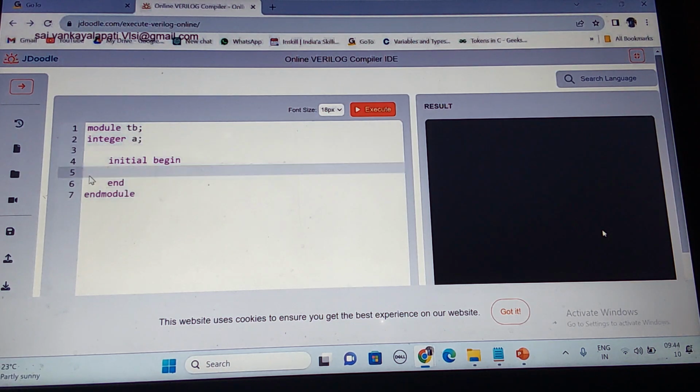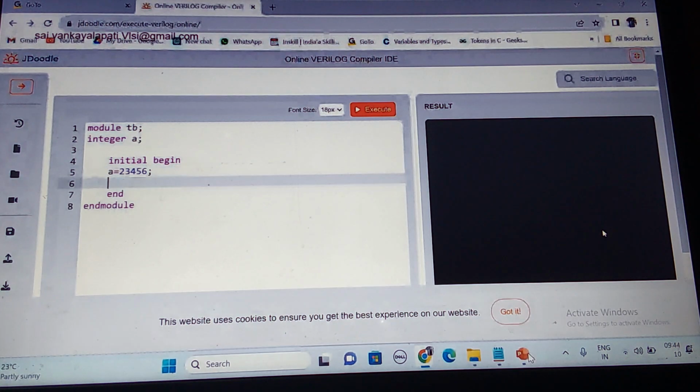Mention initial begin. Now I'm going to initialize the variable. Let us take a is equal to 23456. This is without a base format. Now let me print this. To print, I can use the dollar display. So $display a is equal to.